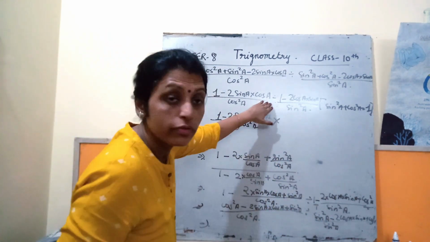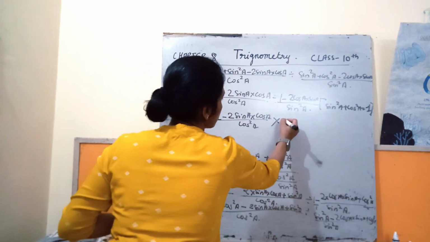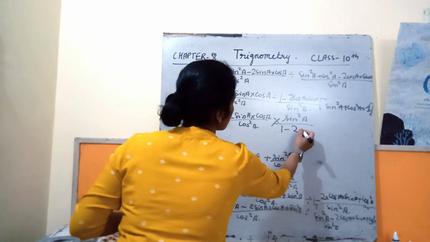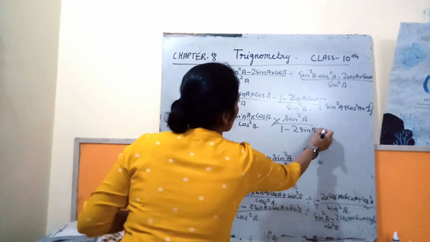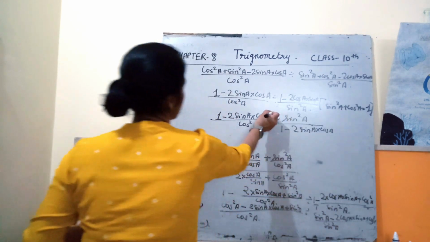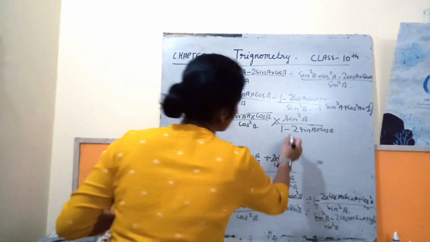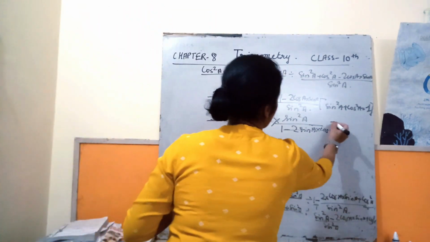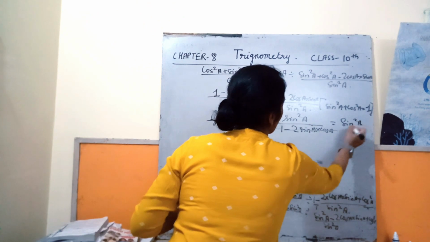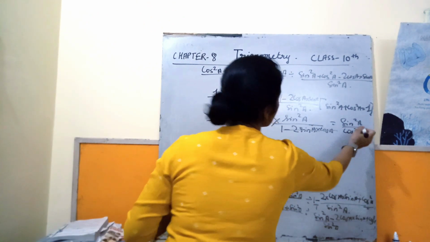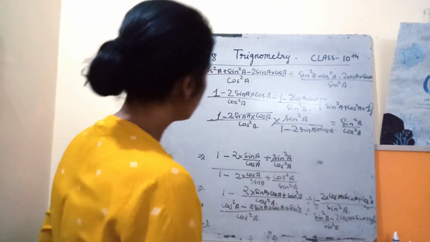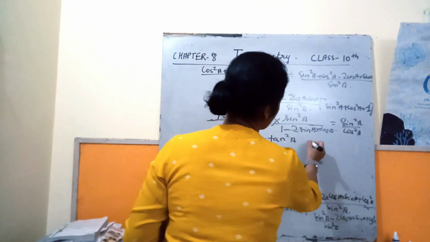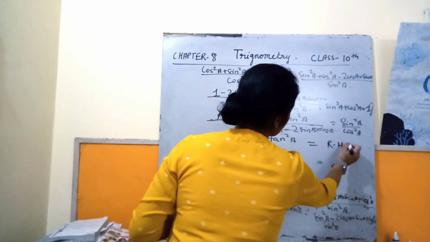the reciprocal when we change this division sign into multiplication, we get sin square A upon 1 minus 2 sin A into cos A. And this 1 minus 2 sin A into cos A and this 1 minus 2 sin A into cos A will get cancelled, and we get sin square A upon cos square A. And we know that sin square A upon cos square A can be written as tan square A, and that is equal to our right hand side.